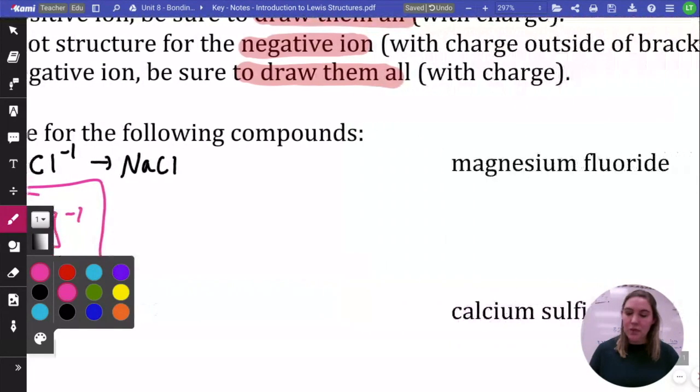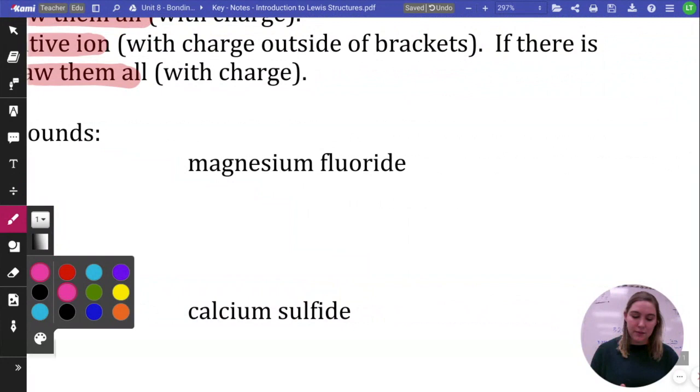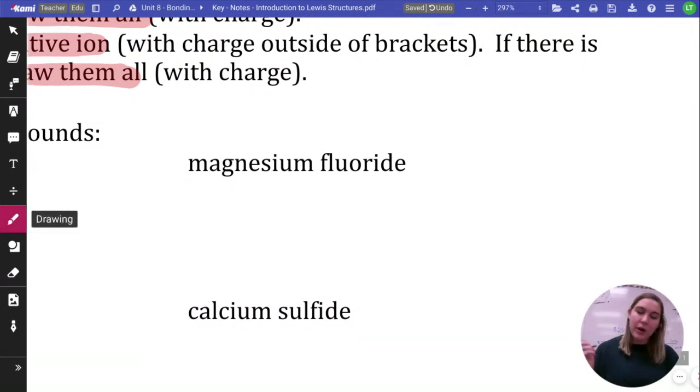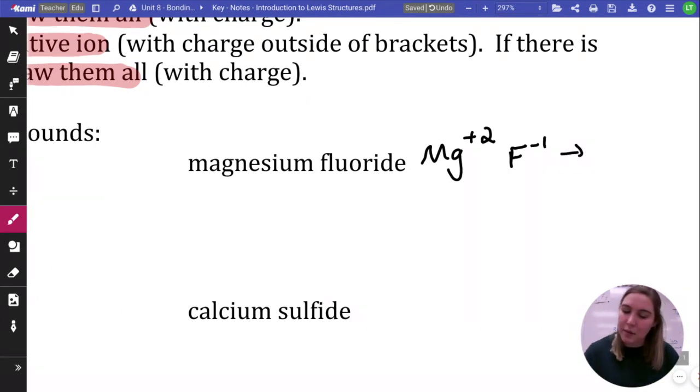Moving on to our next one, which is magnesium fluoride. Step 1, determine our formula. Magnesium is Mg, and magnesium has a positive 2 charge. And then fluorine is F, and fluorine has a negative 1 charge. So swap, drop, reduce, and we end up with MgF2.